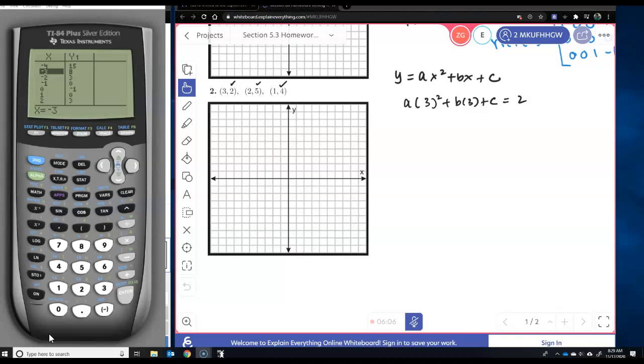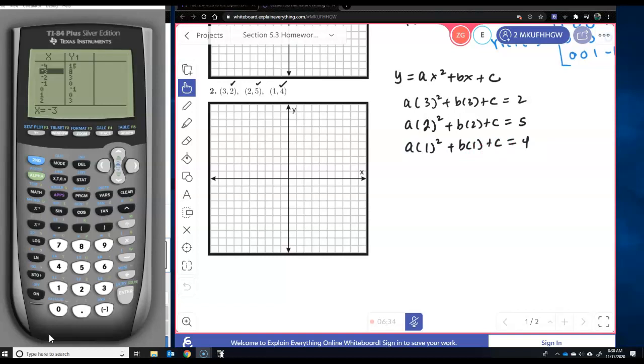The y coordinate is 2, and that's what we're doing. We're just substituting. The next point, we know the x is 2. So we have a times 2 squared plus b times 2 plus c equals, the y value is going to be 5. And then our last equation, we have a times 1 squared plus b times 1 plus c is equal to 4. So now we're going to go ahead and clean it up.